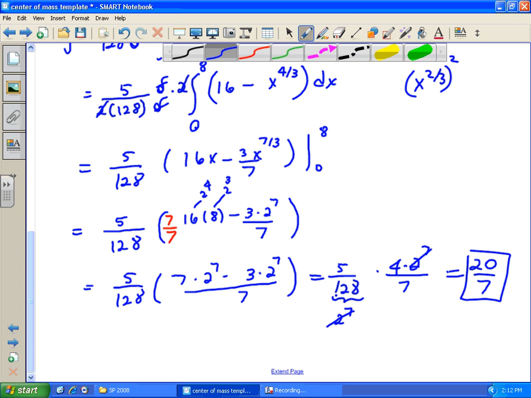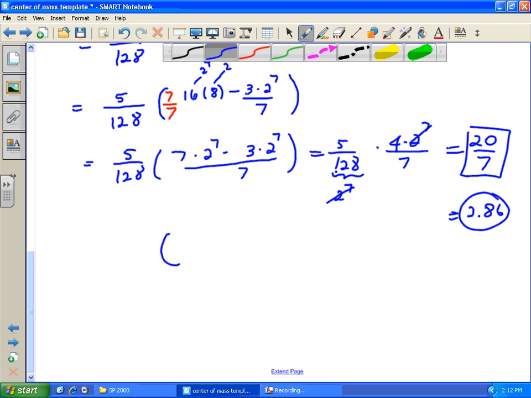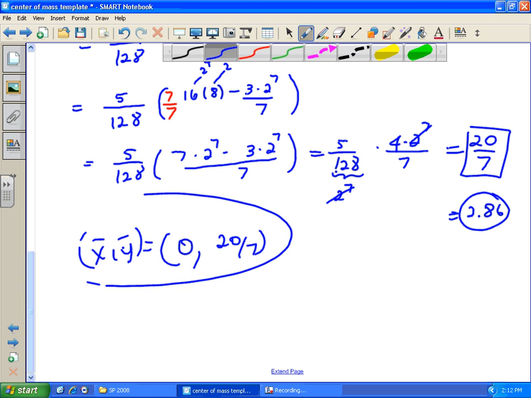So if you got, instead of 20 over 7 as an exact answer, if you got 2.86, that would have been fine for this question as far as I'm concerned. 2.86. But give the complete answer. What is x bar comma y bar for this problem? X bar is 0 and y bar is 20 over 7. So that is our complete answer.